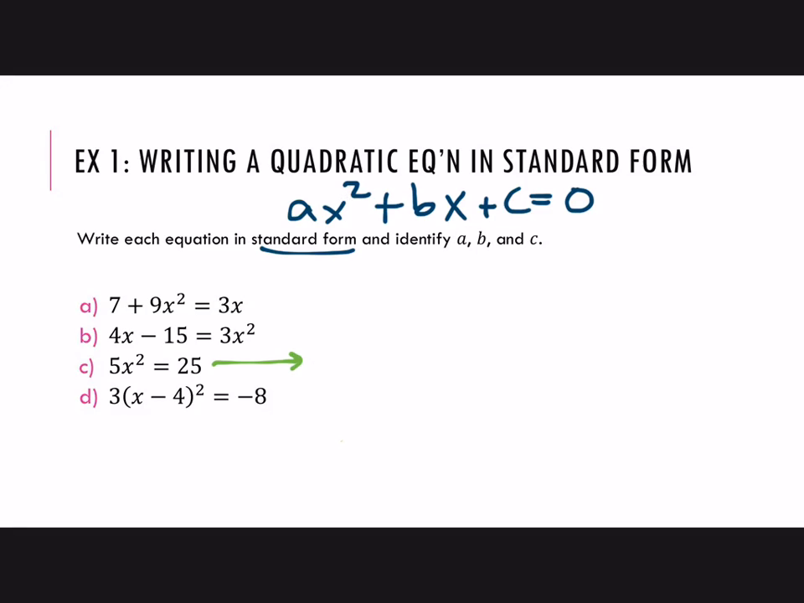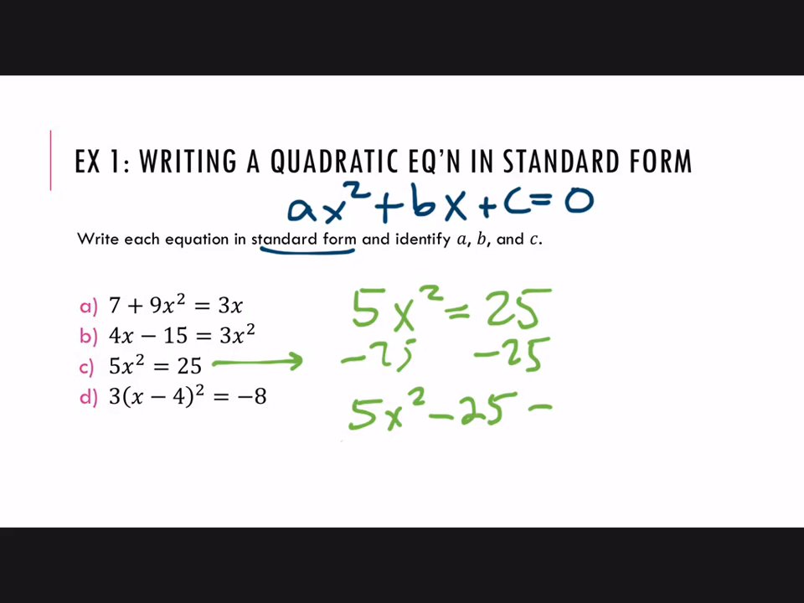Alright, so same thing, I want to move all the terms to the same side. Now I could subtract either one, the 5x squared and move it to the right, or the 25 and move it to the left. And typically we would move the terms so that the x squared term ends up with a positive coefficient. So usually I would subtract the 25 instead of the 5x squared. And then we end up with 5x squared minus 25 equals 0.